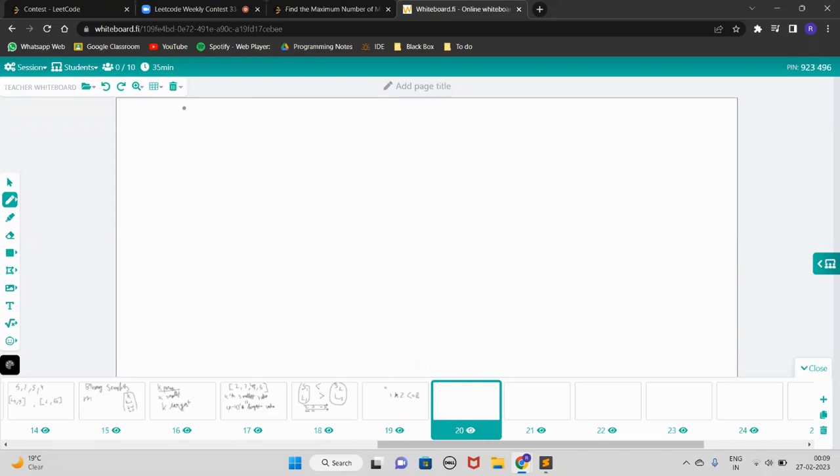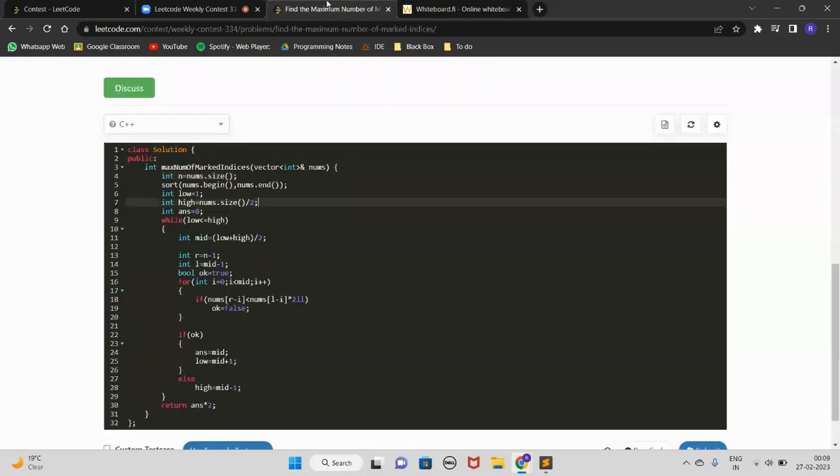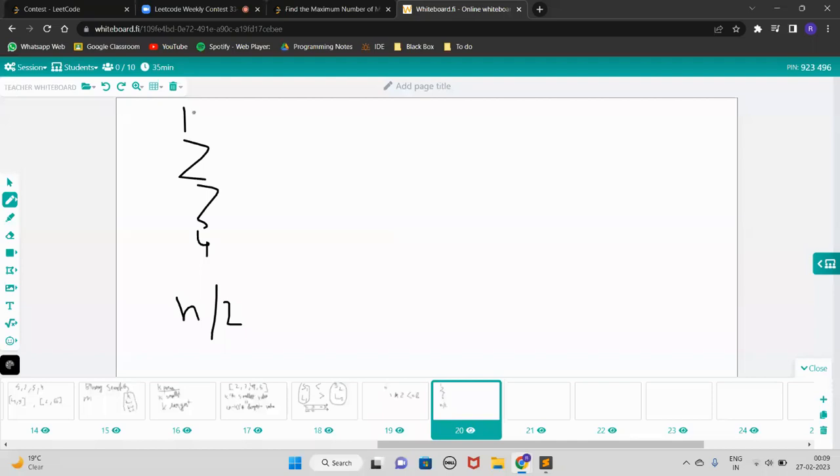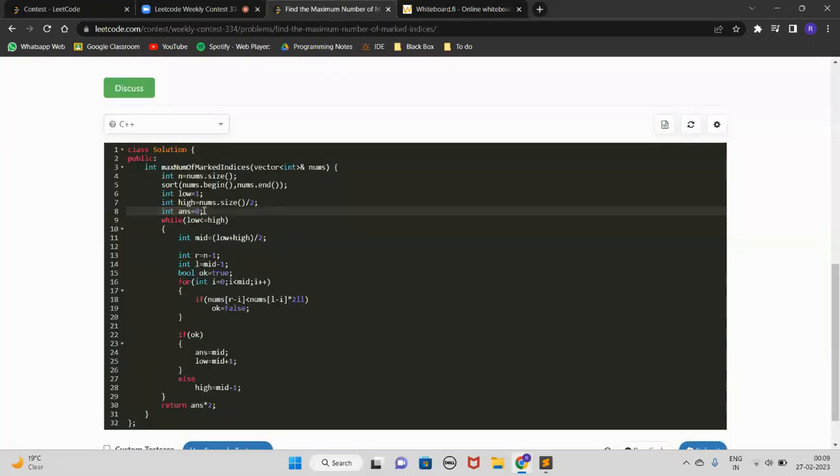So the answer can be 1, 2, 3, 4, 5. It can be till n by 2. Notice that I am not writing 0 here because I am initially assuming the answer to be 0. If we want, we can also binary search from 0, but I am saying that no, the answer is 0, let us binary search from 1.